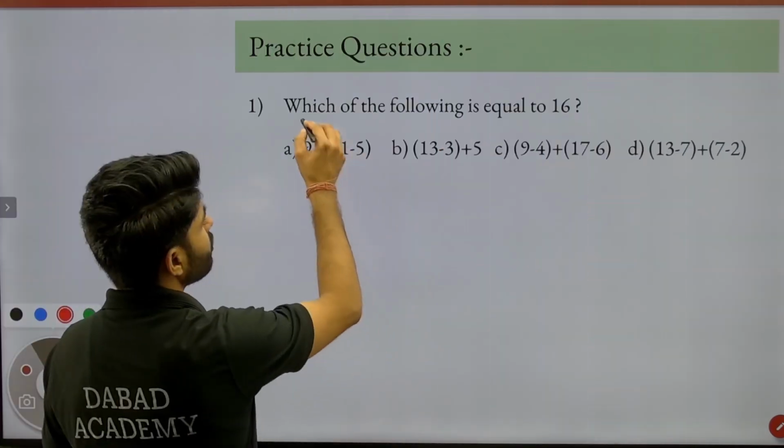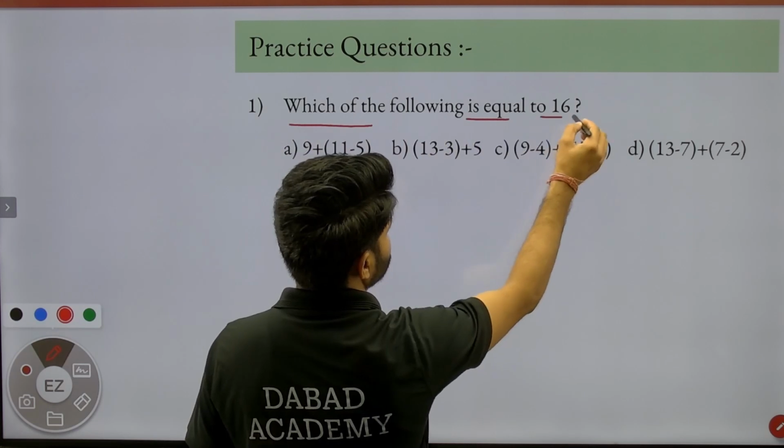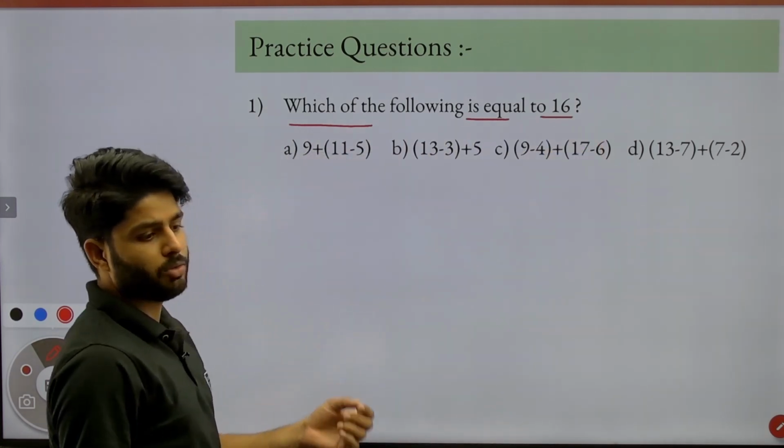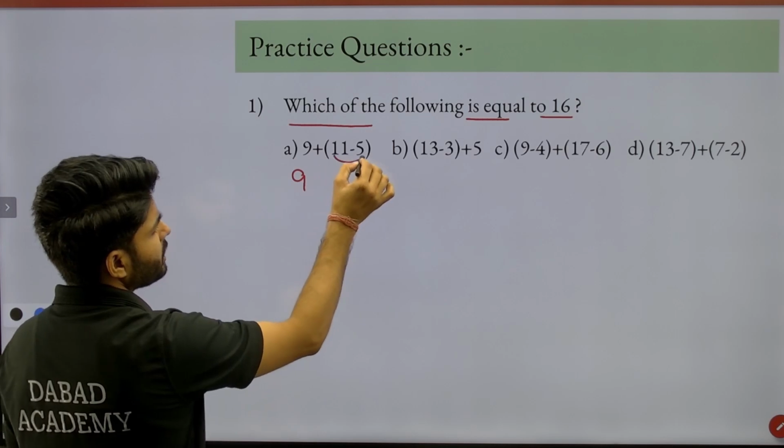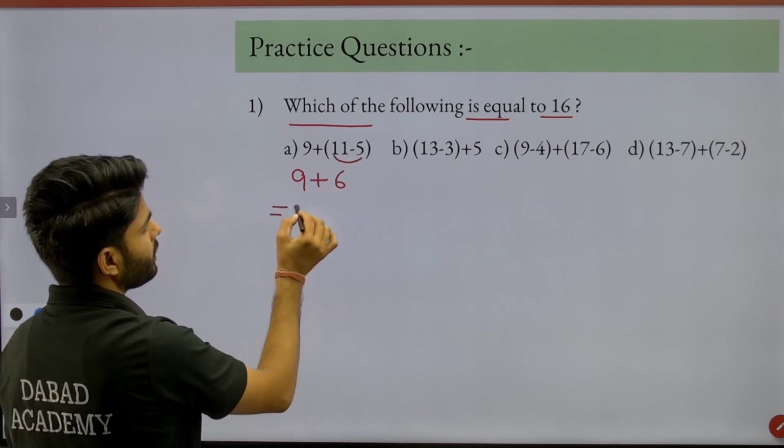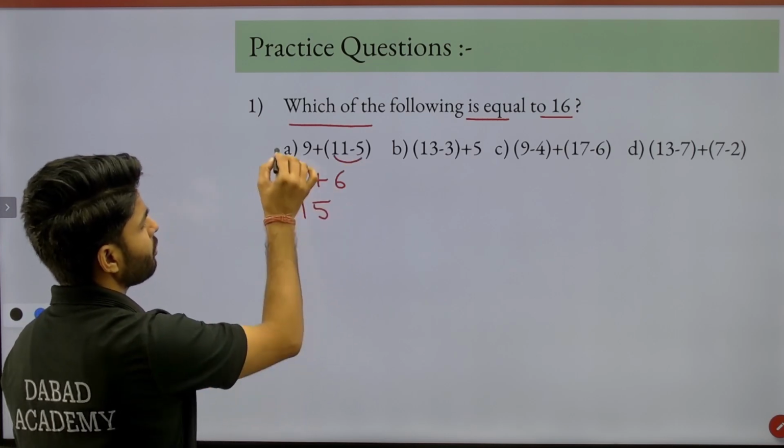Note it down. Which of the following is equal to 16? We have to tell which option out of these four options is equal to 16. First we have to solve this. That is 9. 11 minus 5 is 6. When we add 9 plus 6, that is 15. So first option is not correct.